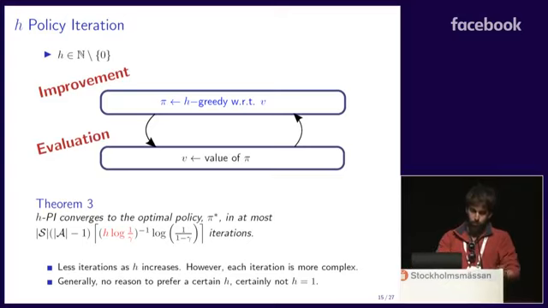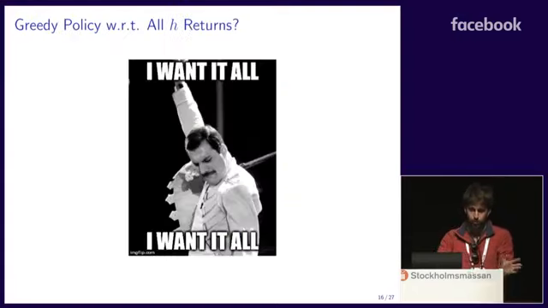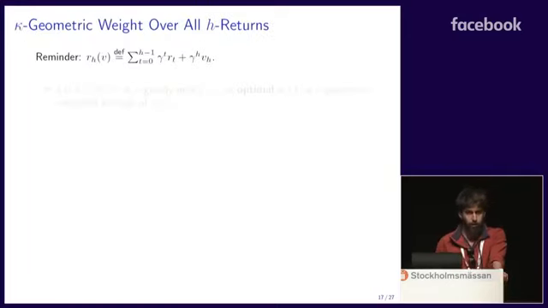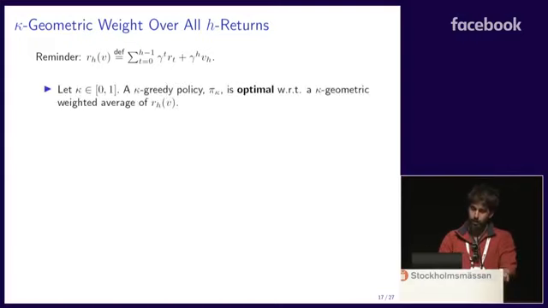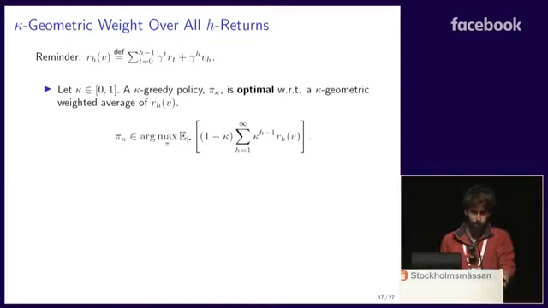Now, at this point, we might like to ask whether we can define some greedy action with respect to all the h-returns. Can we do that? We again start with defining the h-return, as we had previously. And the kappa-greedy action with respect to a value function v is defined as the kappa geometric weighted average of the h-returns by this simple expression.